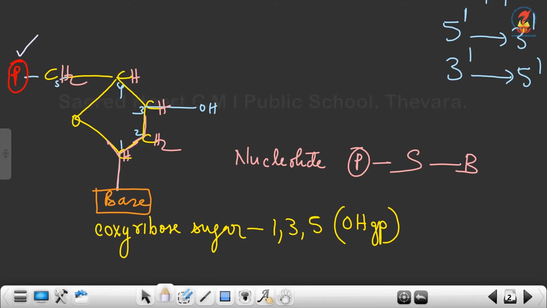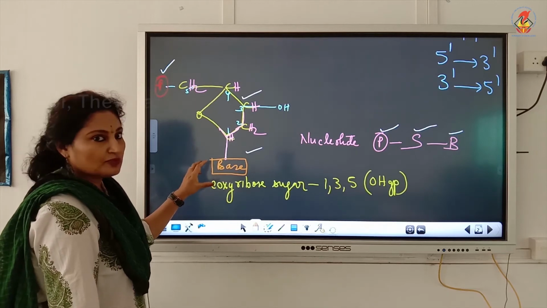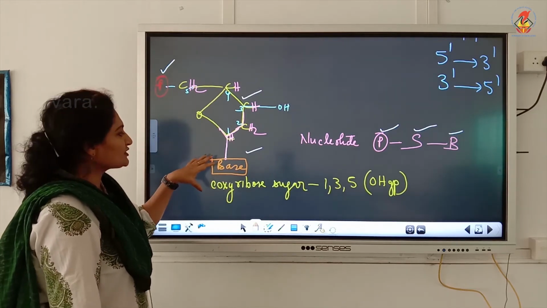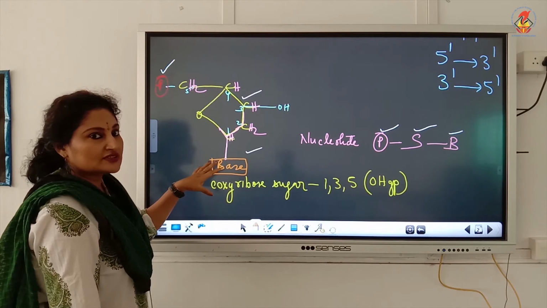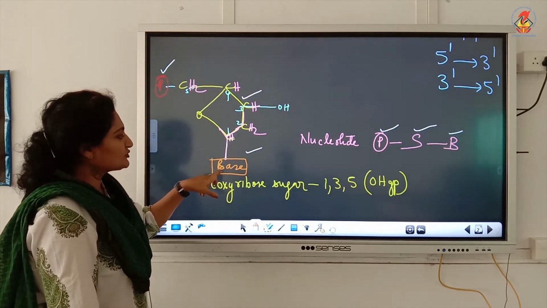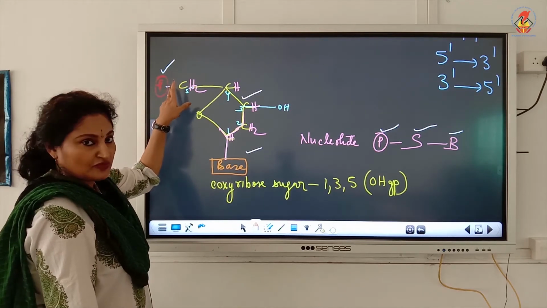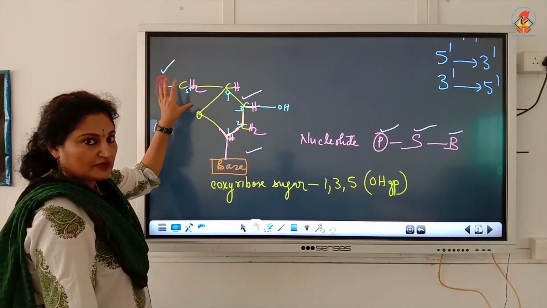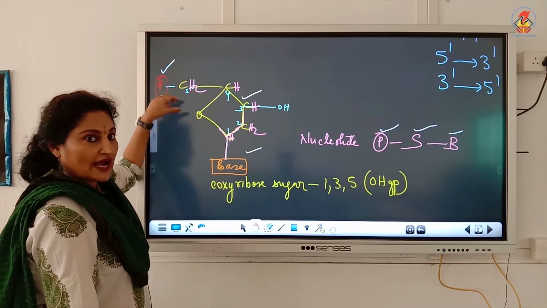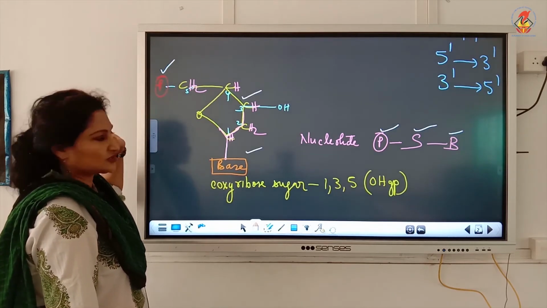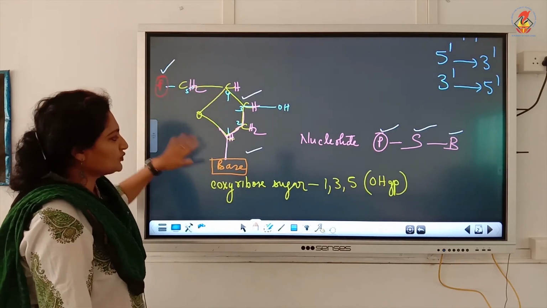See, phosphate, this is the sugar and base. Phosphate, sugar and base. So from the deoxyribose sugar, I replaced the hydroxyl group from the first carbon compound and the fifth carbon compound. From the first carbon compound, I replaced the hydroxyl group and substituted it with a base, and from the fifth carbon which was connected to a hydroxyl group, I replaced and substituted with phosphate group. Okay, now I got a nucleotide.